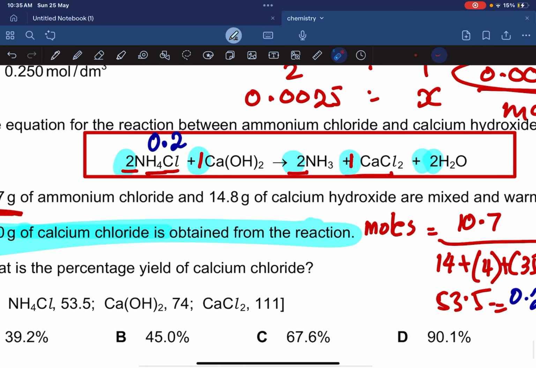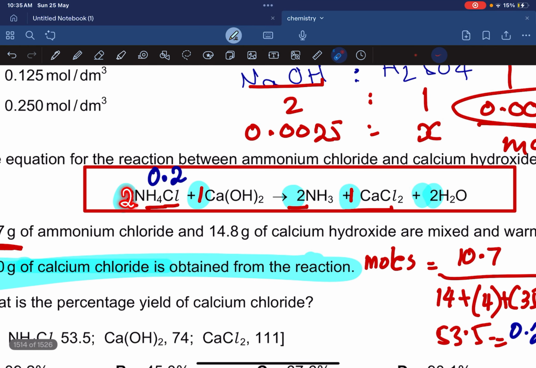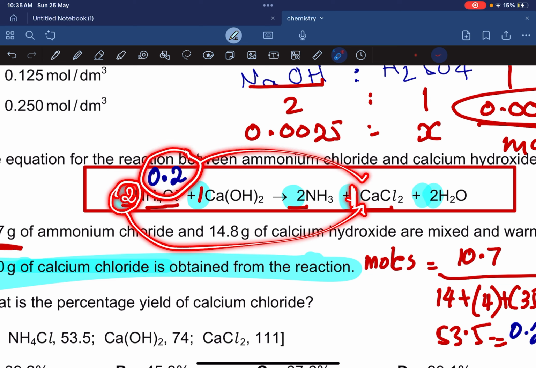I told you the most important thing is these coefficients. ठीक है, ये जो साथ लिखा होता है बहुत इंपॉर्टेंट है. इसके 2 मोल से कैल्शियम क्लोराइड का 1 मोल बनता है. ठीक है, इसके 2 मोल से इसका 1 मोल बनता है. तो इसके 0.2 मोल से इसके कितने मोल्स बनेंगे? सिंपल मैथमेटिक्स. इसके 2 मोल से इसका 1 बन रहा है तो इसके 0.2 से इसका 0.1 बनना चाहिए.